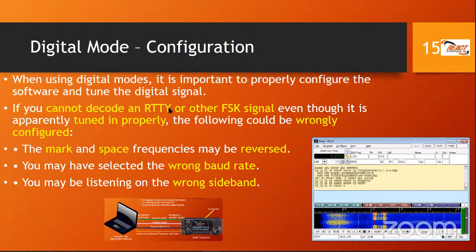It will look garbled. You may not be able to get any kind of decode at all, or it may be decoded very poorly. So we're saying that if you're using RTTY, or any other type of FSK signal, and you tune the frequency properly, so you have the correct frequency, but you're still getting problems, these are the following things that you may have incorrectly configured. The mark and space frequencies may be reversed. The other thing could be that you have the wrong baud rate. And last but not least, you're on the wrong sideband. For example, you may have needed to be on LSB, but you're somehow on USB.